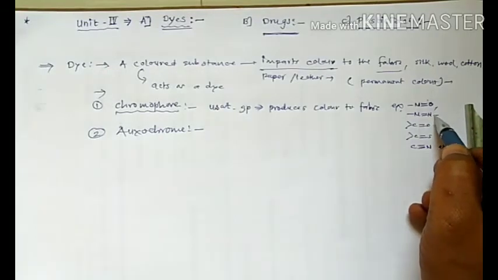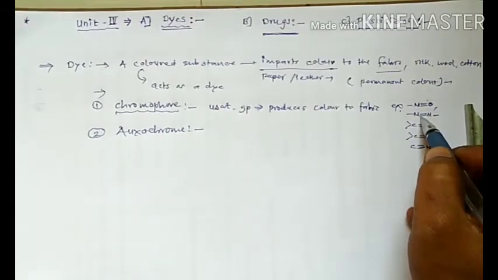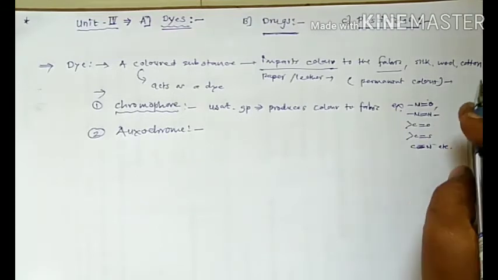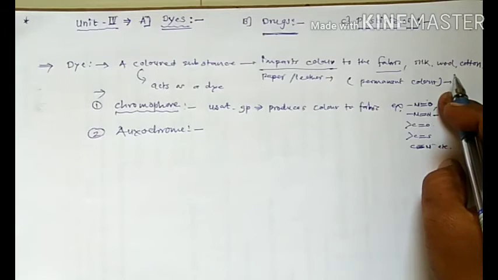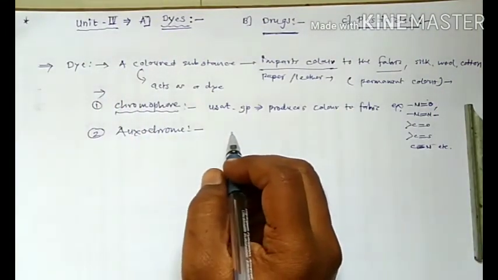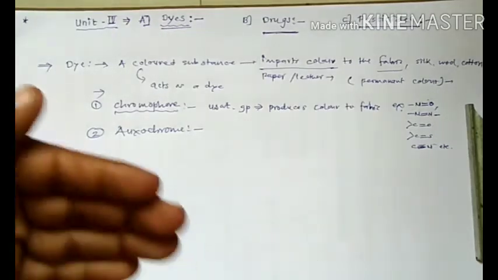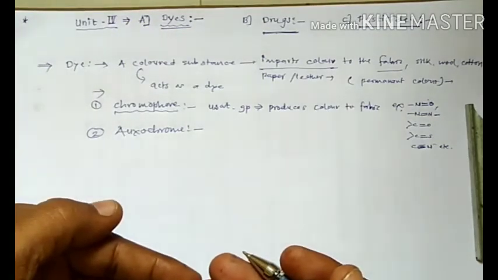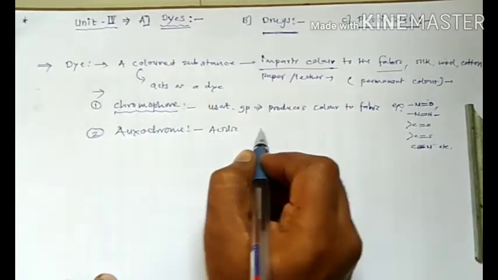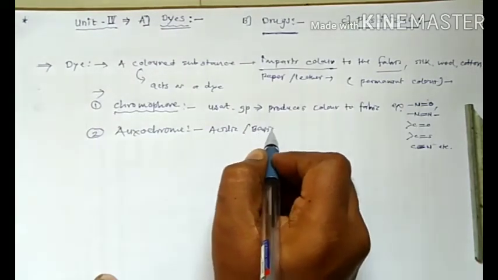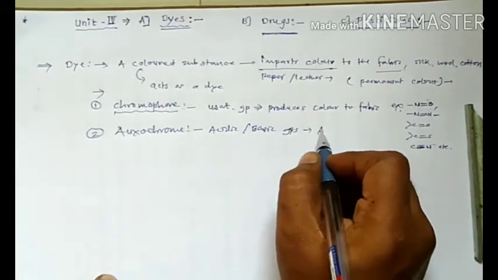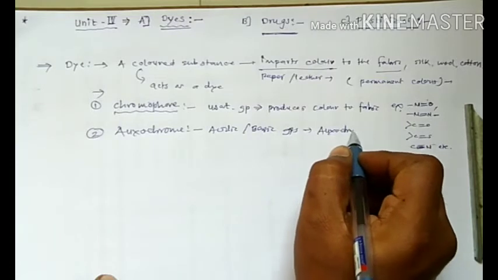Okay, these act as a chromophore. So a dye must contain a chromophore which imparts color to the fabric. Now what is an oxochrome? The dye must contain some acidic and basic groups, which are known as oxochromes. These are the acidic or basic groups in a dye which are called oxochromes.